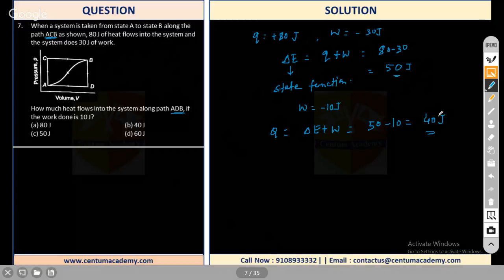You see, first of all, what happens? Delta E is equal to Q plus W. Okay. So the first state that you have, from A to B via C, when the system is taken from A to state B along the path ACB as shown, 80 joule of heat flows into the system. So this heat is flowing into the system, so Q is positive over here, right? And the system does 30 joule of work. So obviously you are giving 80 joule of heat, and out of that 30 joule is going into work. So what is left? We are left with 50 joule.